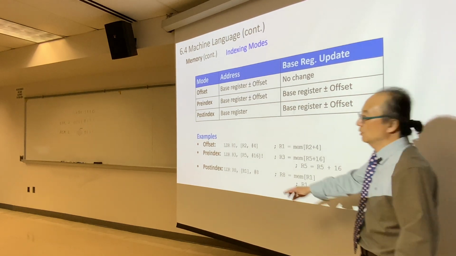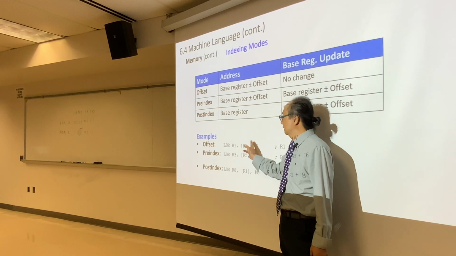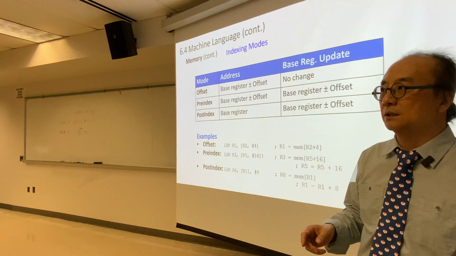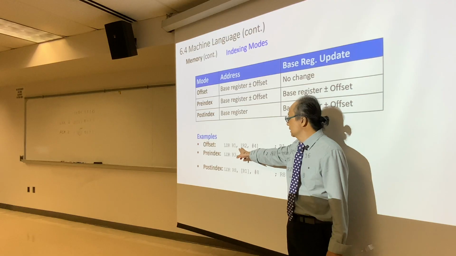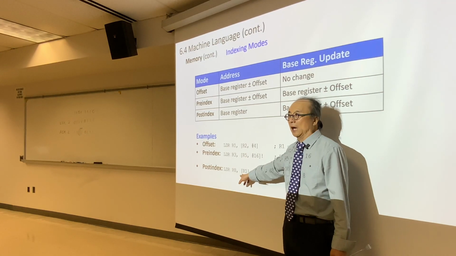So as you can see, in all these three, whatever we have inside of the bracket, that's the one we're going to use as the memory address. Make sense? Inside of the bracket, that's how we calculate the memory address. R2 plus 4, R5 plus 16, or R1 only.